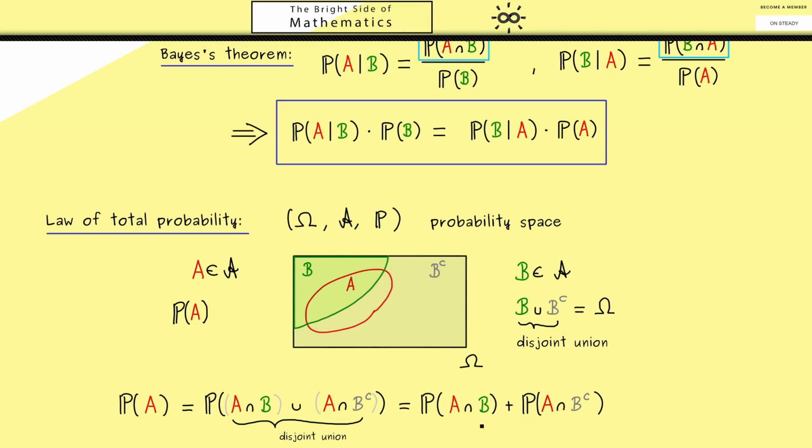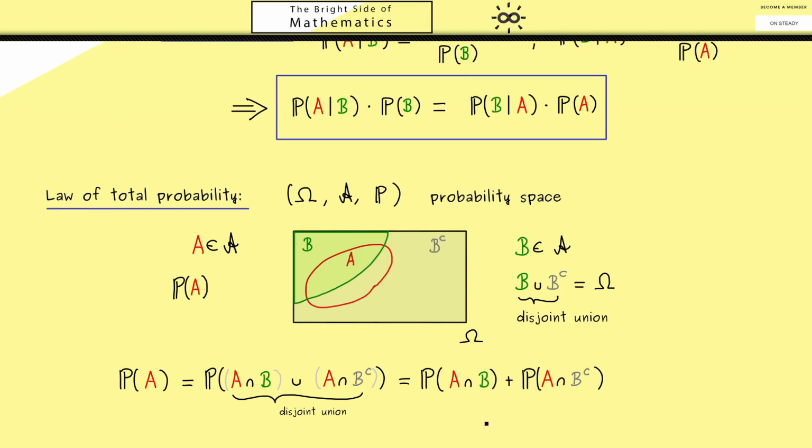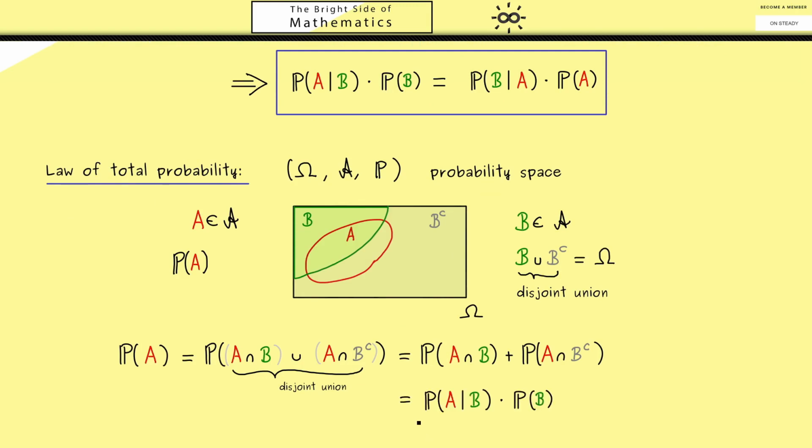Now as before, an intersection we can rewrite as a conditional probability. For the first one we write P(A|B) times P(B). And for the second one we use the same formula but now with the complement of B. So you see, this is a nice formula we can use to calculate the probability of A when we know these four probabilities. However, the law of total probability goes even further.